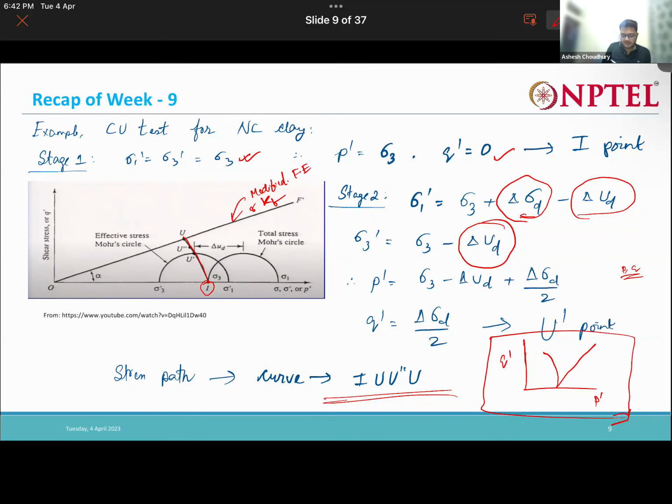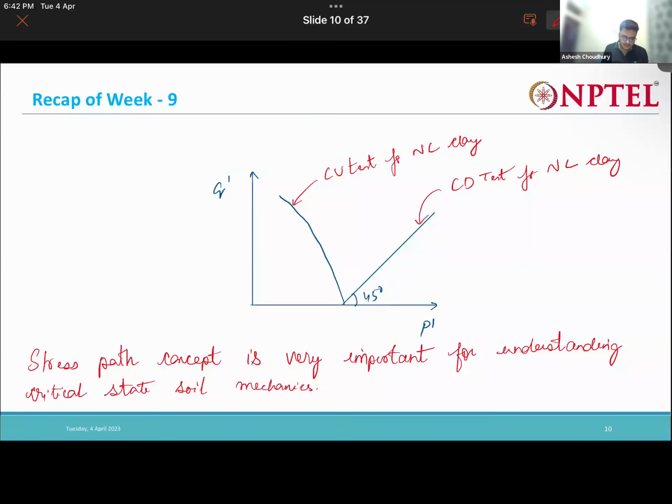Say you have this figure in front of you, and someone asks you to identify what tests were conducted. You can directly say that this is for the CD test and this is for my CU test, just by looking at the Q dash P dash plot. Just by looking at the P dash Q dash plot, you can see that this is the line for my CD test and this is for my CU test.